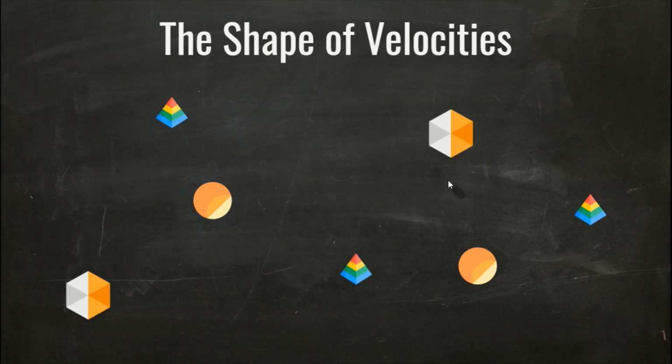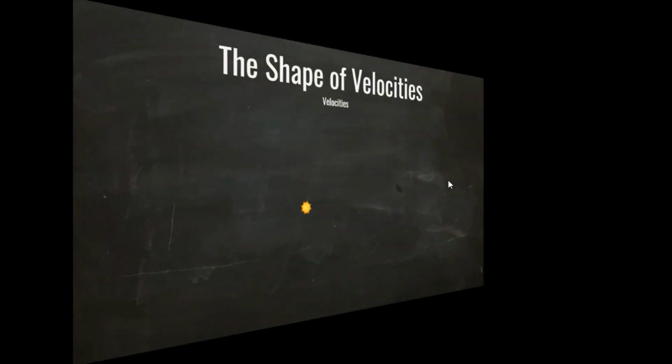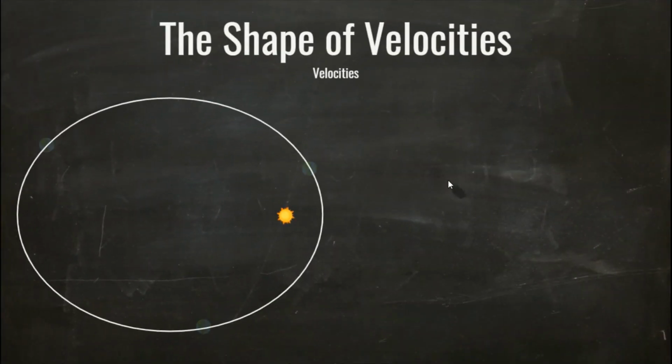Now, what do I mean by the shape of velocities? Well, some of you might know that velocity is a vector. Even though it has a magnitude or value like speed, it also has a direction. Feynman used this property to recognize a fascinating fact about ellipses.